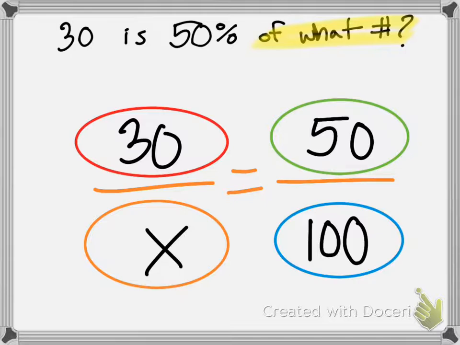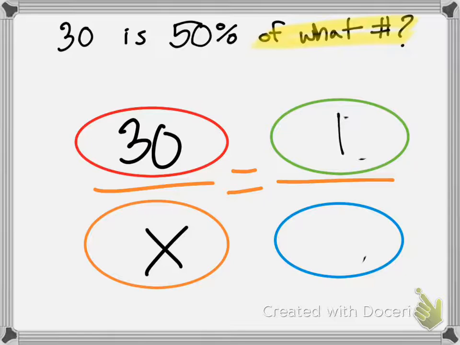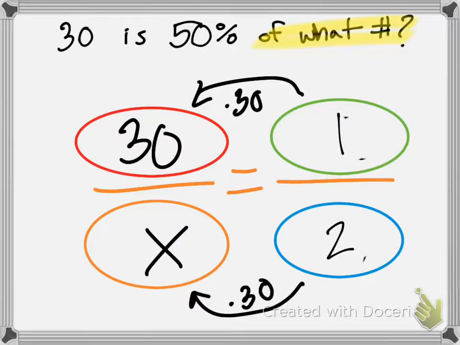The best way to do this is simplify fractions. One way to do it is just to cross off zeros. Who happens to know exactly what the most simplified version of 50 over 100 is? Amelia, what's 50 over 100? 1/2. To get from 1 to 30, times 30. And I find out that my X is equal to 60. There we go. It's that easy.